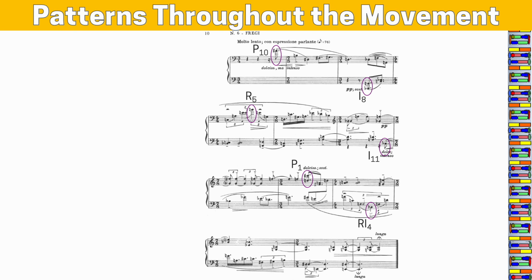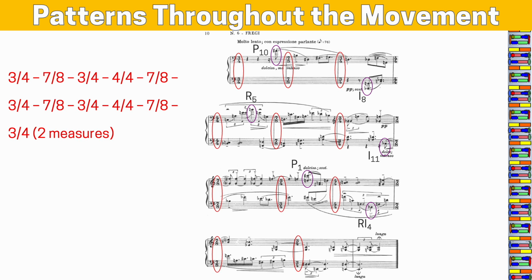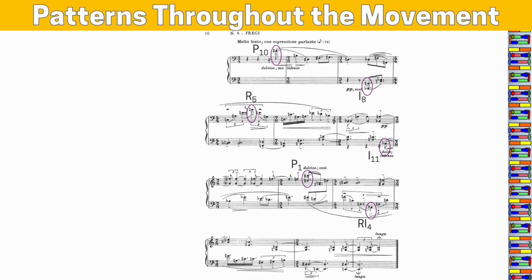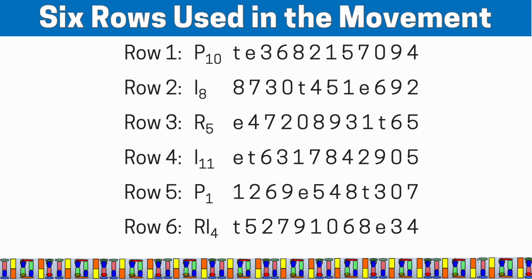Before examining the movement's pitch organization and rhythmic motives, it is worth noting that the meter is also carefully organized. The time signatures follow this pattern. Like the pitch organization, the meter is built on repetition and symmetry. As we have seen, the movement employs 6 row forms, shown here in order of appearance. I will refer to them simply as rows 1 through 6.